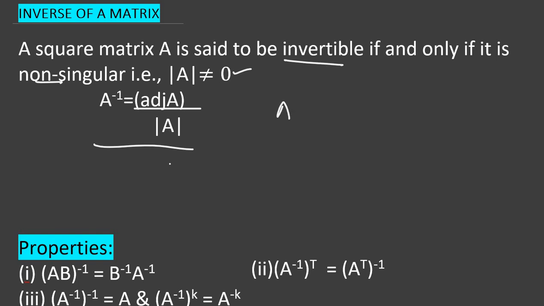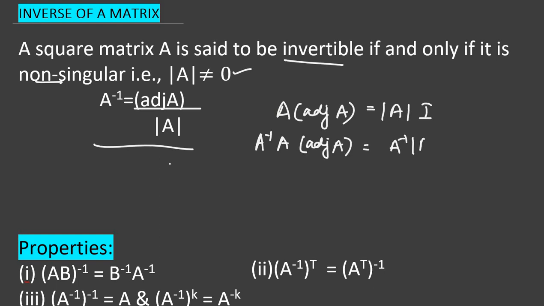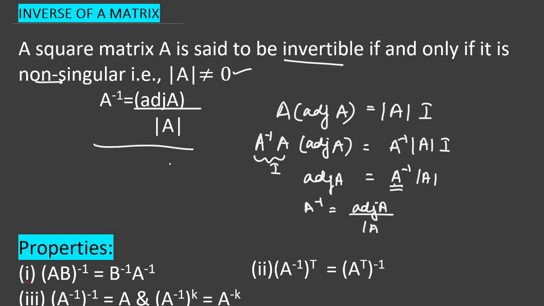We know the result: A into adj is equal to adj into A is equal to determinant of A into I. Pre-multiply by A inverse on both sides. A inverse into A into adj will be equal to A inverse into determinant of A into I. A inverse A we know is equal to I. Therefore, we can write adj A is equal to A inverse determinant of A into I, where I is the unit matrix, and therefore we want A inverse. So A inverse is equal to adjoint of A divided by determinant of A.